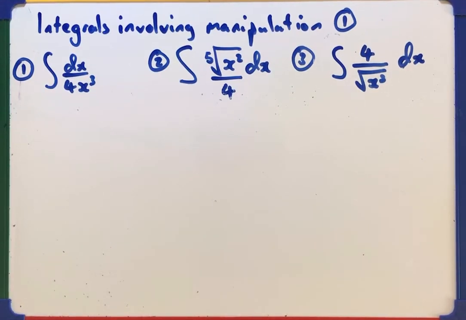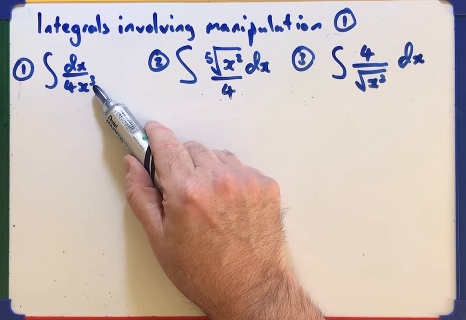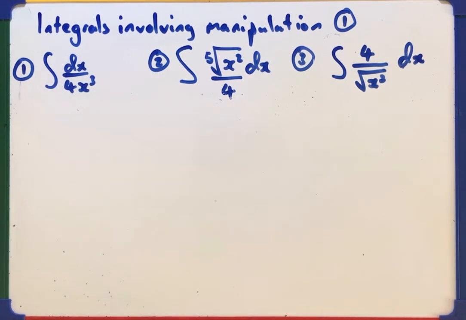In this second video on integration, we're going to have a look at integrals which involve a bit of manipulation. This is going to be the first one of a couple of videos we're going to do on that. Now, I don't know if you remember, but if we get a power on the bottom line of a fraction and we wish to move it to the top line, we show that by using a negative with the power.